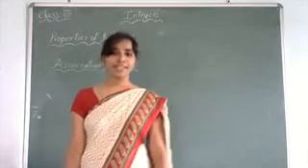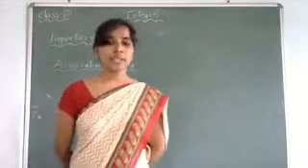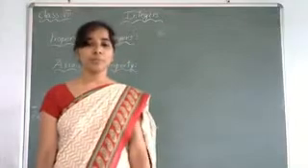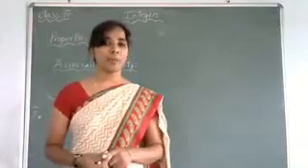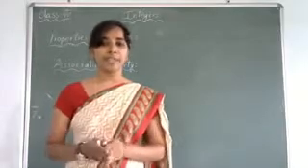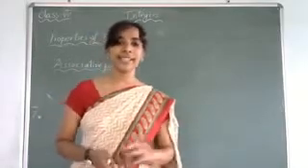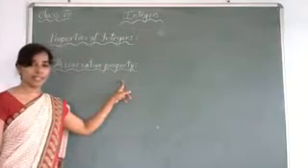In the previous class, we discussed closure and commutative property in properties of integers. Continuing with that, we have the third property, that is associative property.